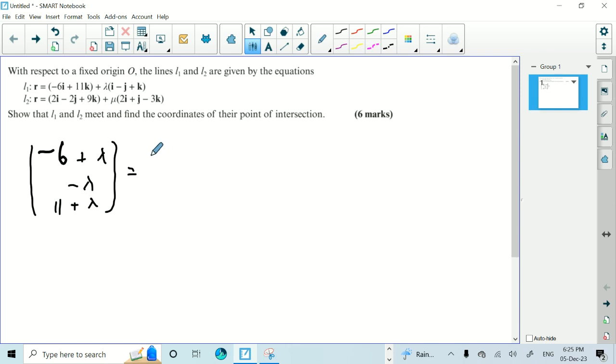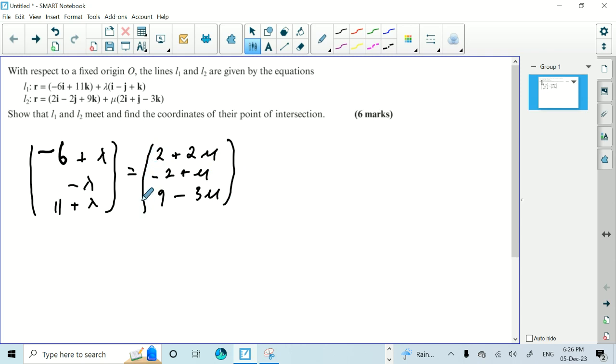So let's do L2. So we've got 2 plus 2 mu. So we have 2 plus 2 times mu for our i component. For our j component, we've got minus 2, and plus mu. And for our k component, we've got 9 minus 3 mu. So we have 9 minus 3 mu. And that's the first part we need to do.